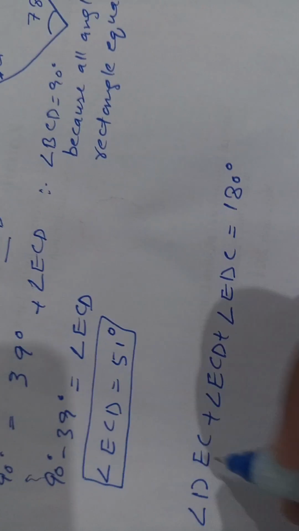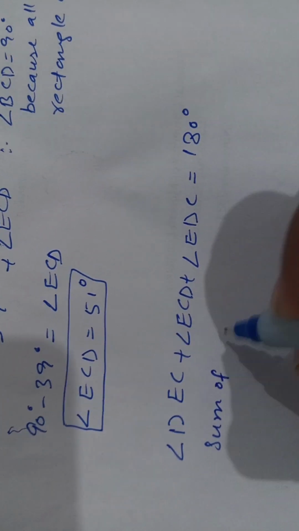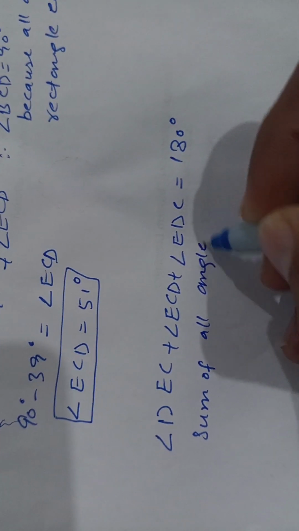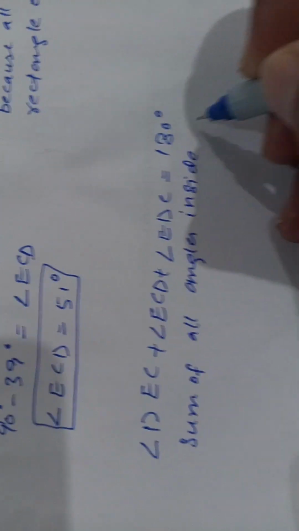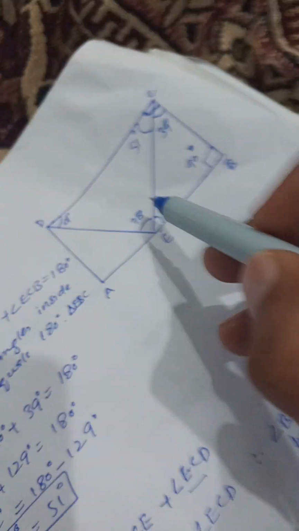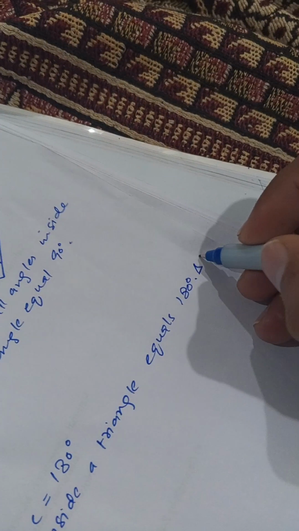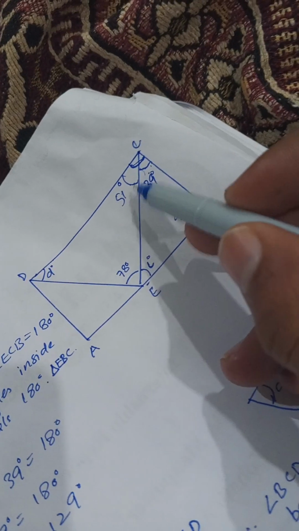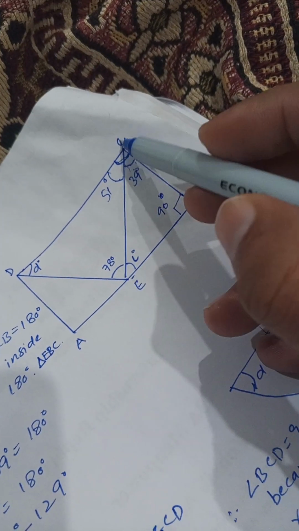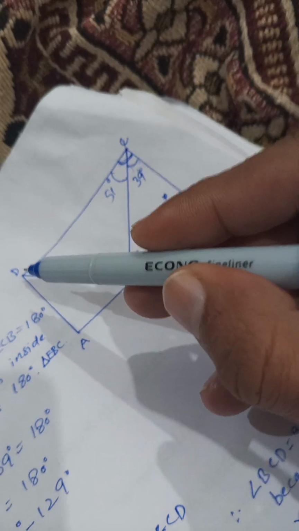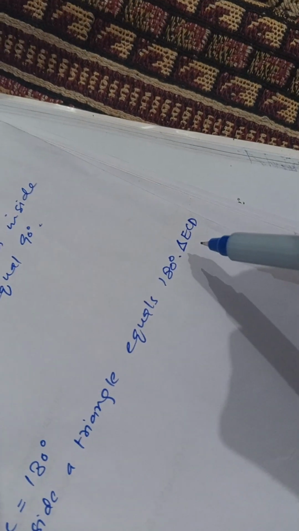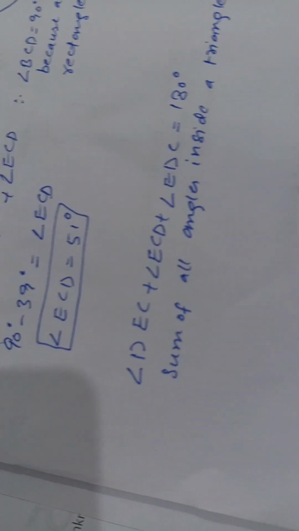Now we have to mention the reason: the sum of all angles inside a triangle equals 180 degrees. It becomes better if we mention the triangle and name its vertices, ECD. This one is a triangle, right? Its first vertex is named E, the second vertex is named C, and the third vertex is named D. So I have drawn the triangle and written its vertices ECD, right?